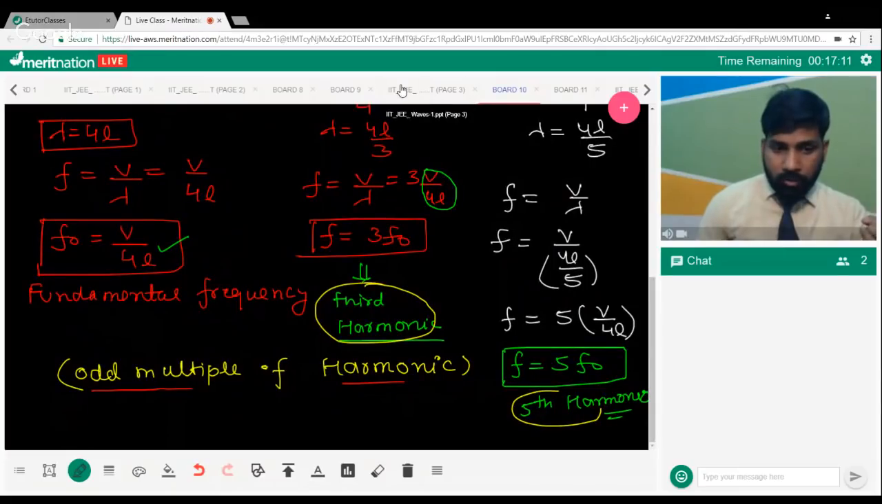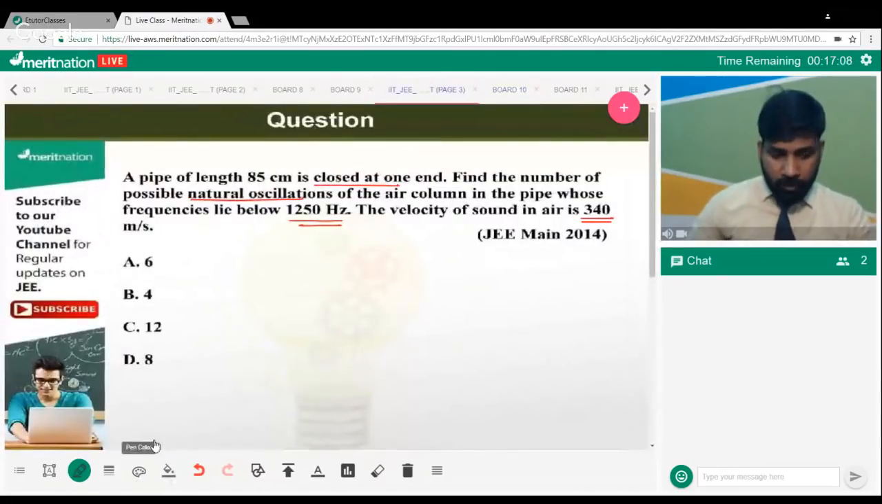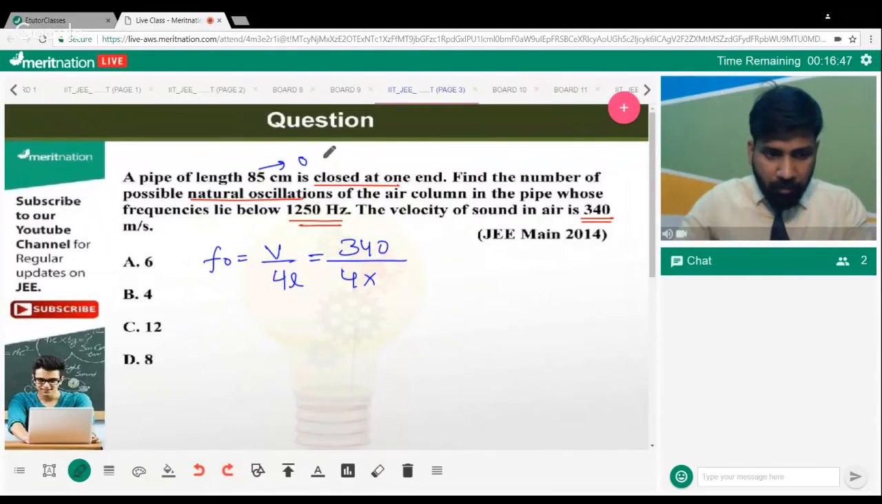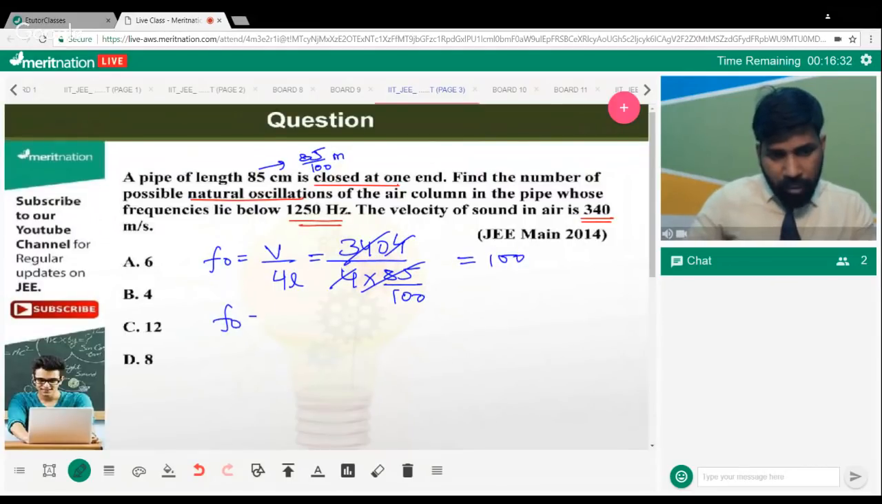Okay, so let's talk about this question. Students, first of all, the fundamental frequency for a closed organ pipe is V by 4L. The velocity of sound in air is 340. The length of the tube is 85 centimeter, it means 85 by 100 meter. Put here 85 by 100. After solving, 85 and 4 cancel, so we are getting 100. It means the fundamental frequency is 100 hertz.